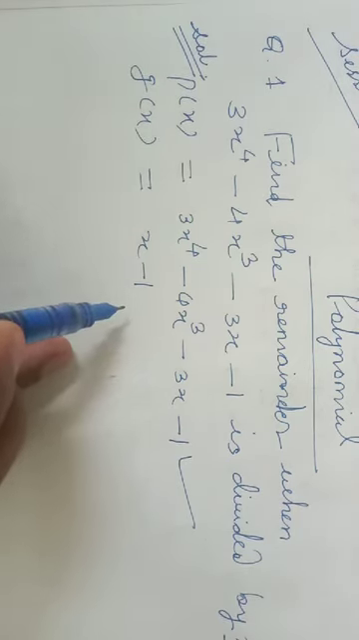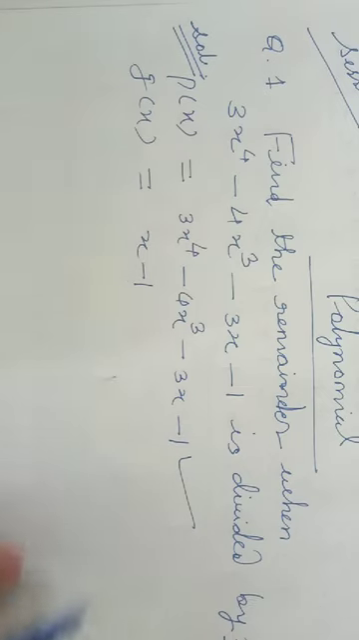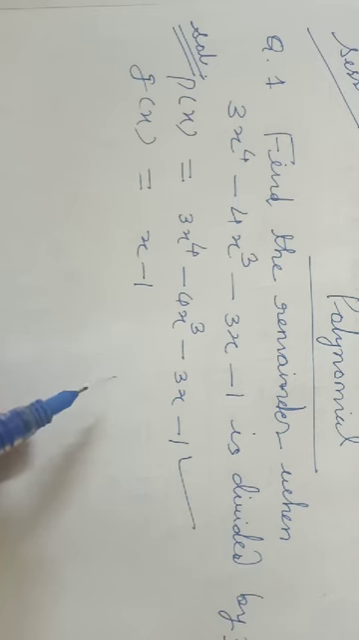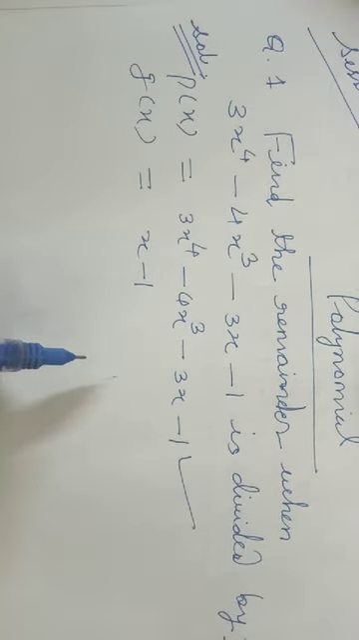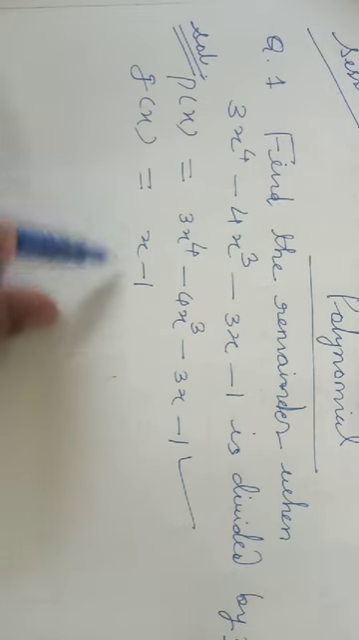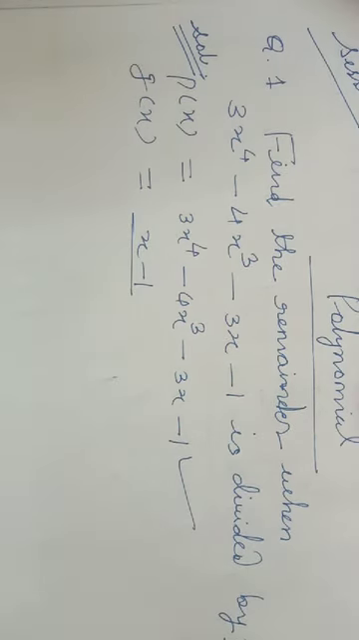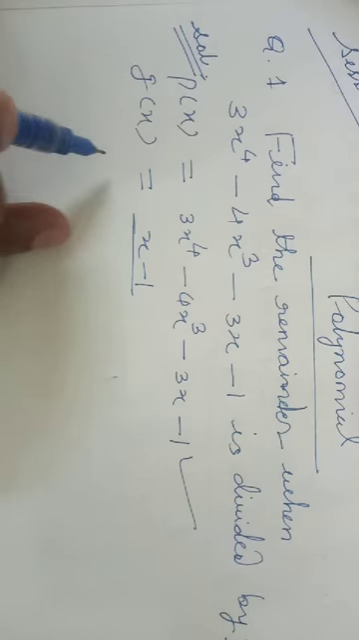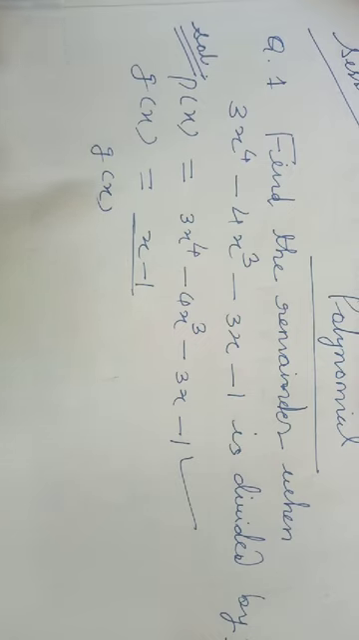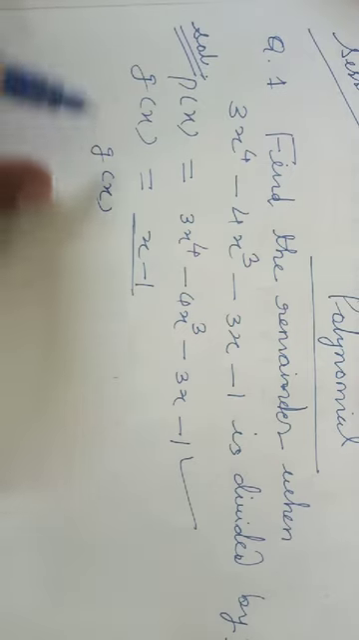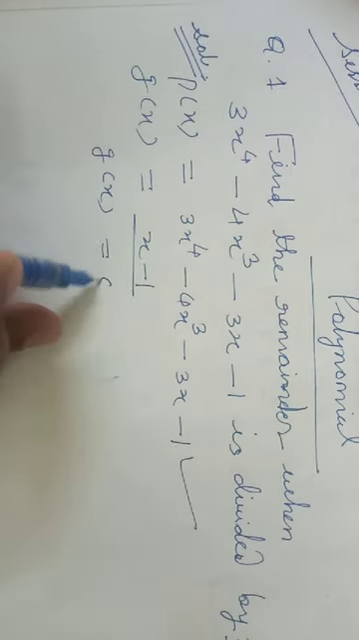And according to your syllabus, you always divide by a linear polynomial into a quadratic polynomial or cubic polynomial or biquadratic polynomial or any other polynomial. Is it clear? Now come to the remainder theorem. According to the remainder theorem, you should get the zero of the divisor polynomial, and using the zeros method, we get g of x is equal to 0.